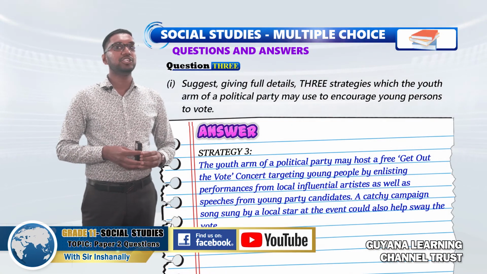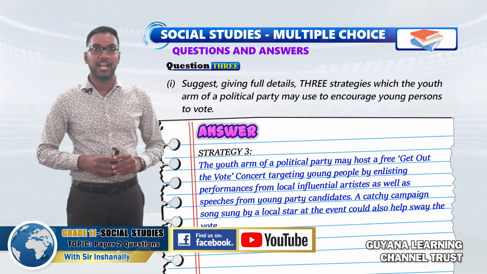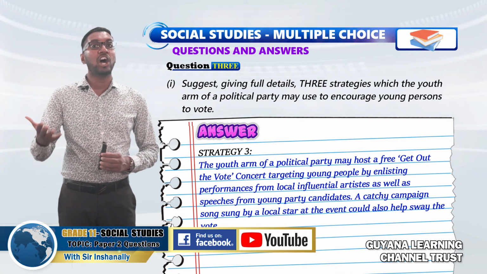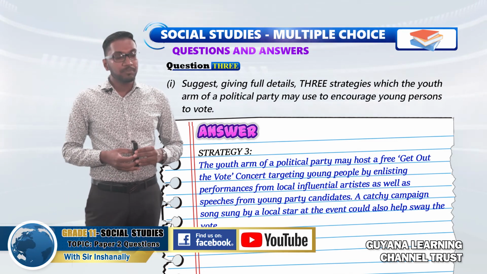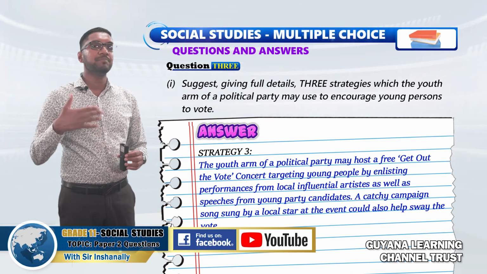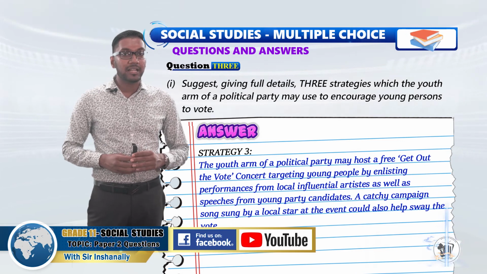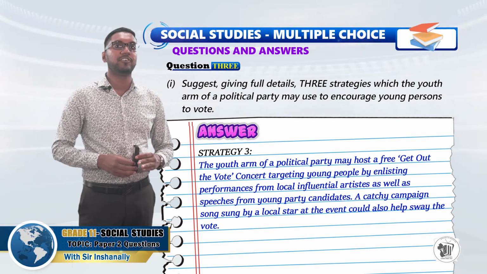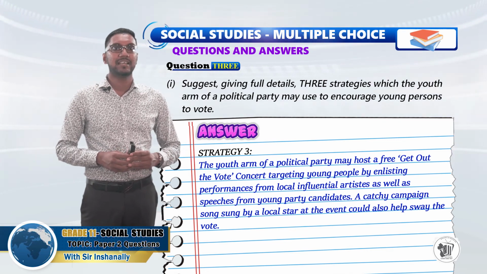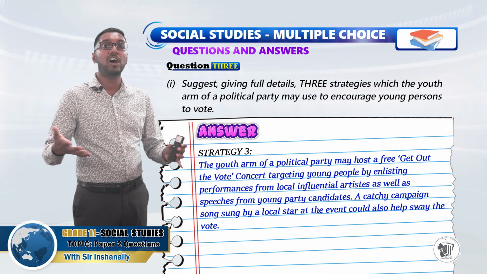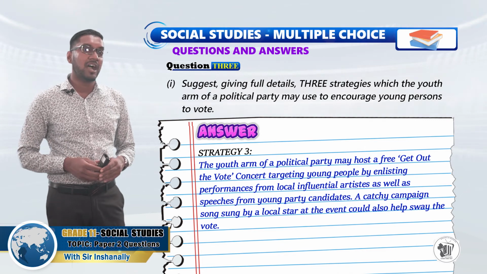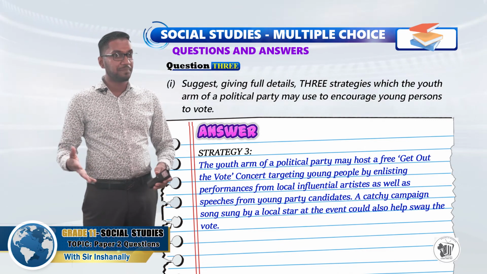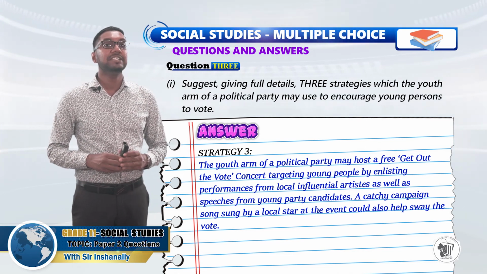I believe that the youth arm of a political party may host a free Get Out the Vote concert targeting young people by enlisting performances from local influential artists as well as speeches from young party candidates. A catchy campaign song sung by a local star at the event could also help sway the vote. Yes, that's what I believe, students.